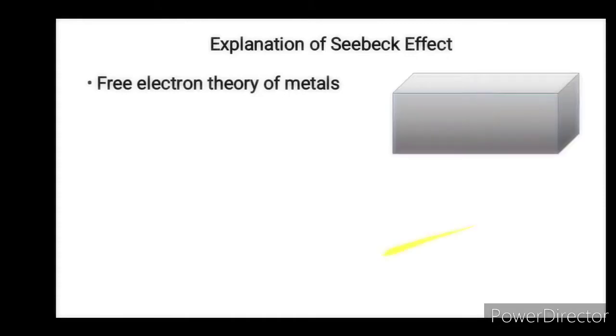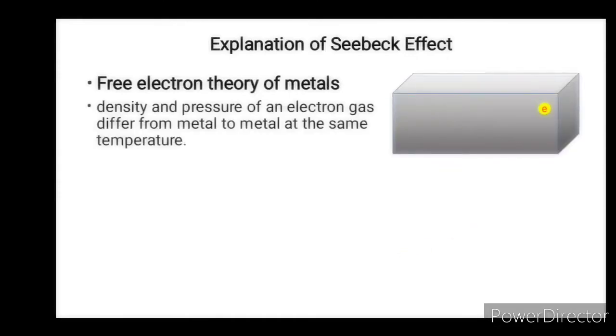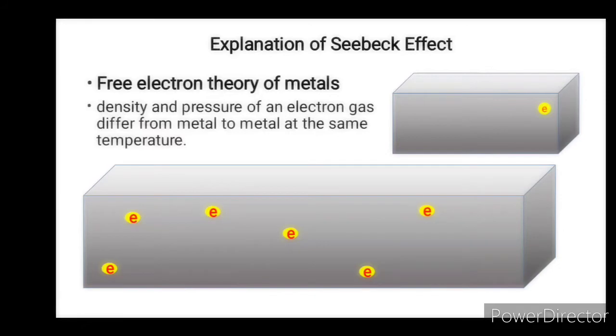Explanation of Seebeck effect. The Seebeck effect can be explained by considering the free electron theory of metals. According to the free electron theory of metals, the density and pressure of electron gas differ from metal to metal at the same temperature.